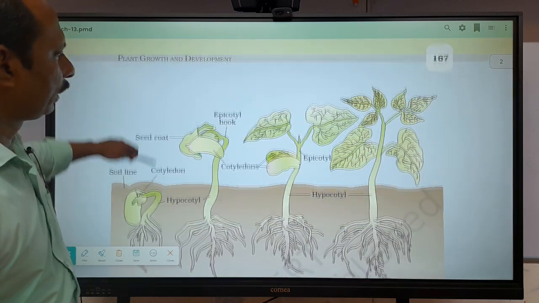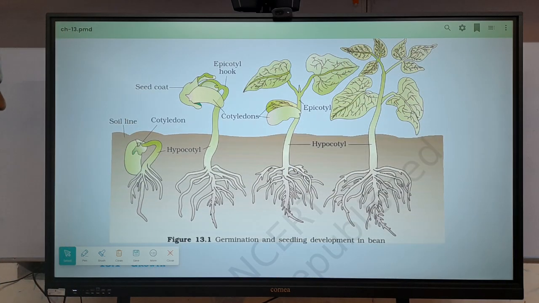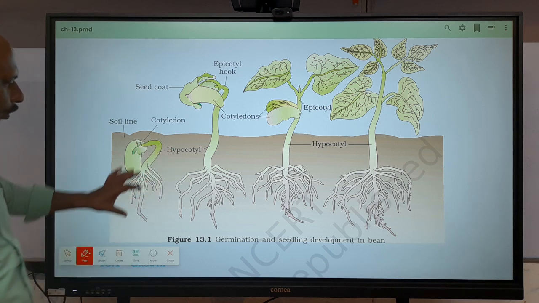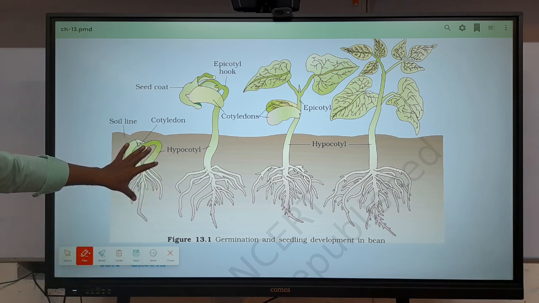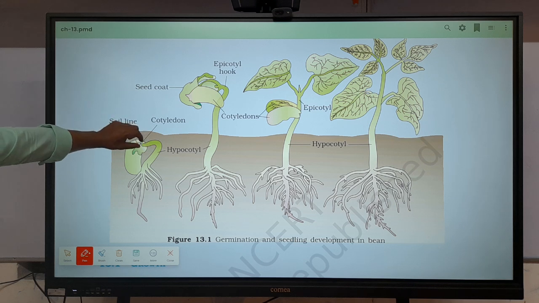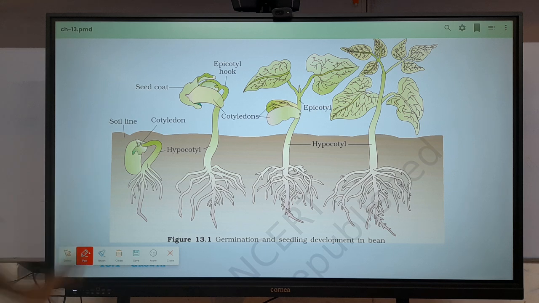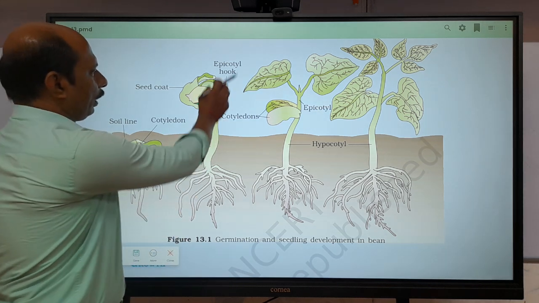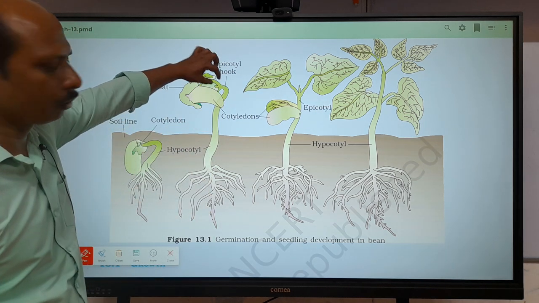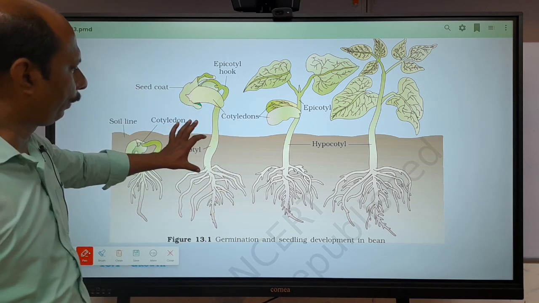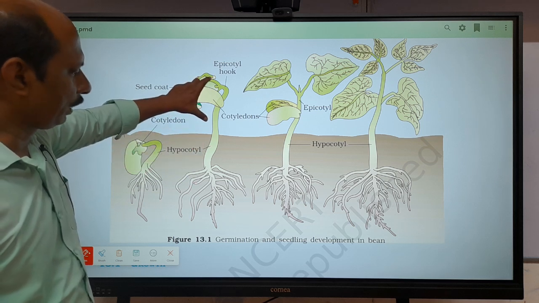Okay. Now what is given here? Some figure is given. In this figure, here it is given the soil line, this one is the soil line, okay. Now this is a cotyledon, this one is hypocotyl. The radicle forms the roots, and this part is called hypocotyl, right? And when the shoot germinates, this side is called epicotyl, right? Now hypocotyl, and this one is epicotyl.